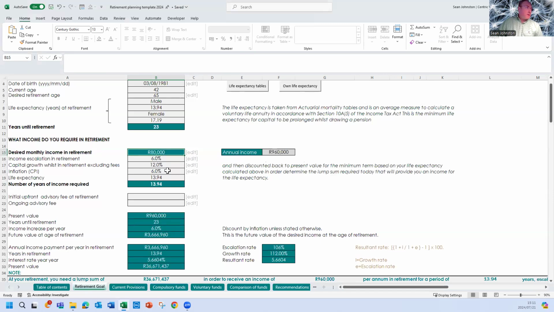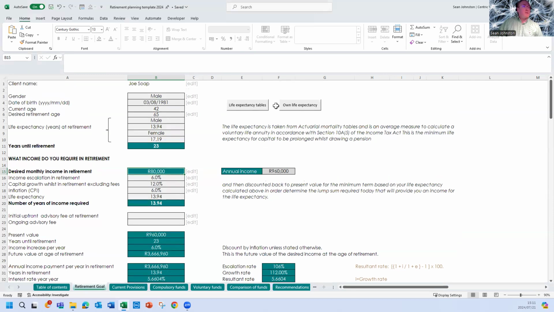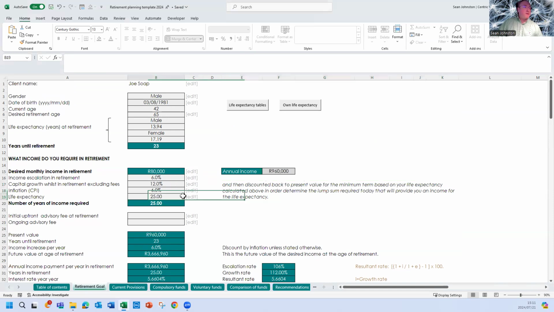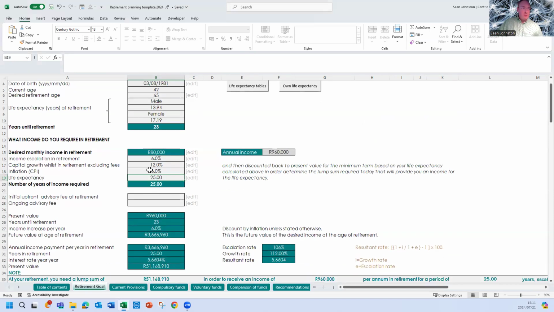Inflation is 6%, so we're saying in line with the income escalation, it's the same. Life expectancy is 13.94 years. What I'm actually going to do is put in 25 years here, because you have the option of doing mortality tables or putting your own in. So we're saying from 65, this money has to last 25 years. This is really important, and I'm going to show you why.